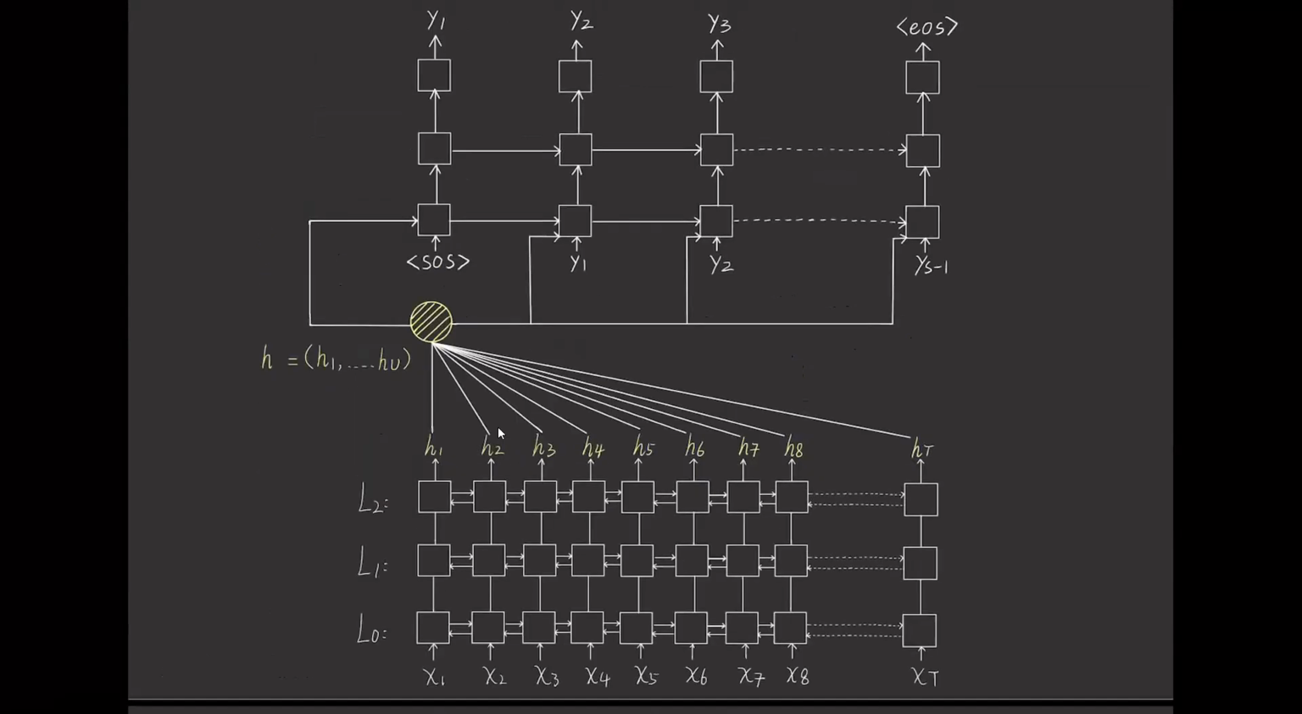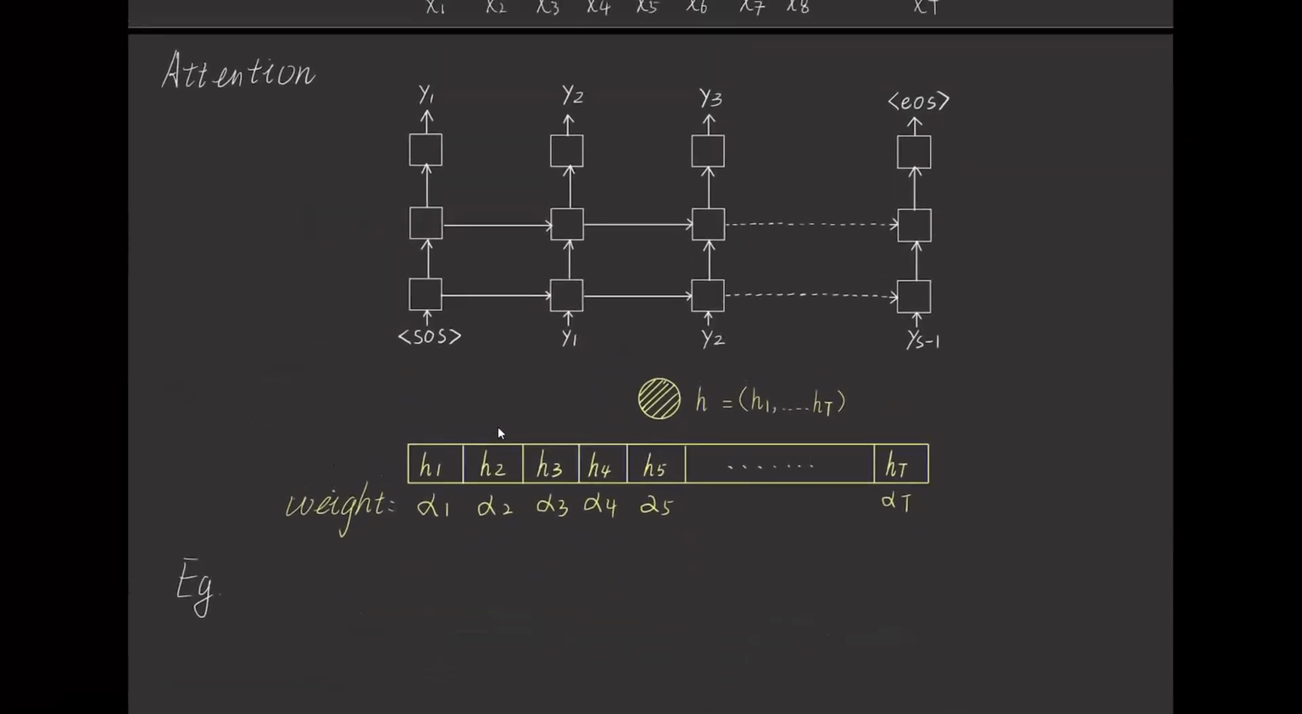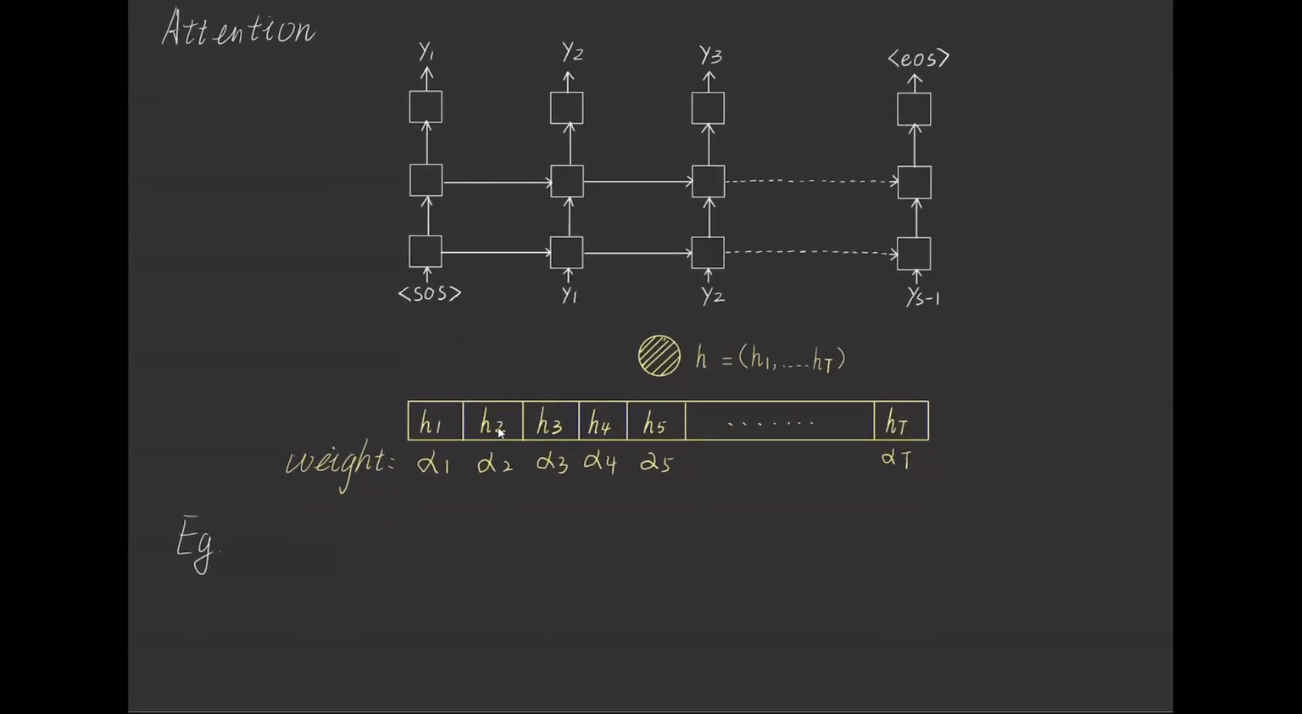So how do we do the attention? Let's go back here. Take a look at this picture. This is H1, H2, H3, the output from your encoder, right? And I will use this small yellow circle as the representation of the concatenation or average of all hidden states. I will save all the information into one single vector. So how can we do the attention stuff? I will give you a very simple example.